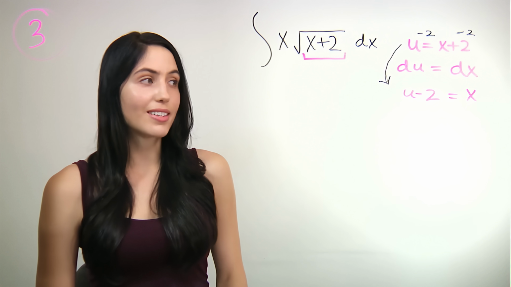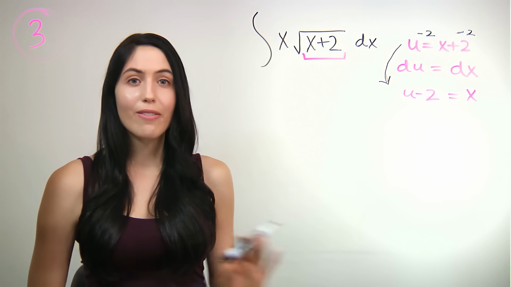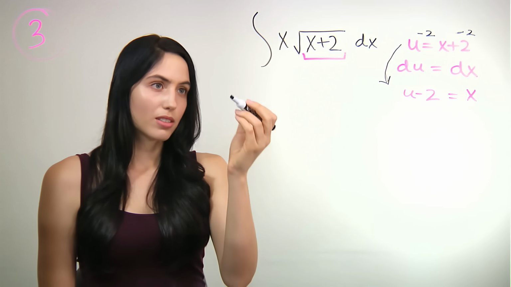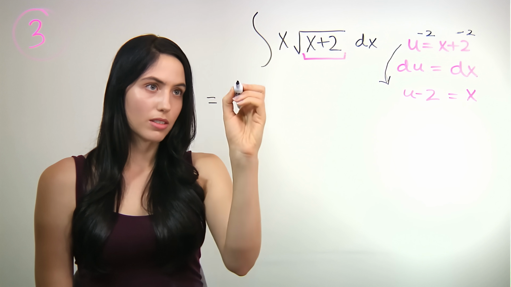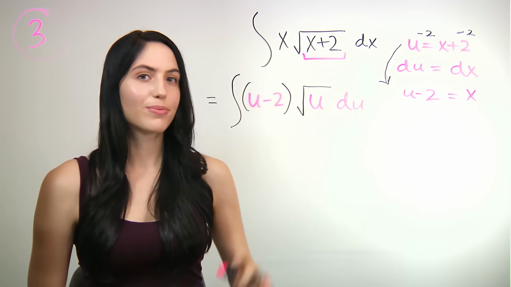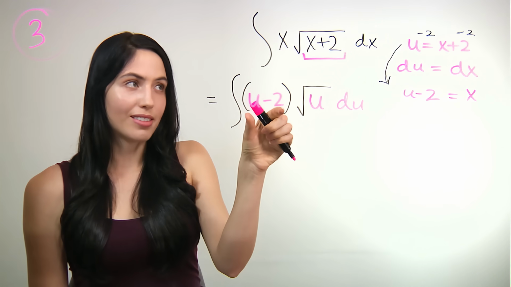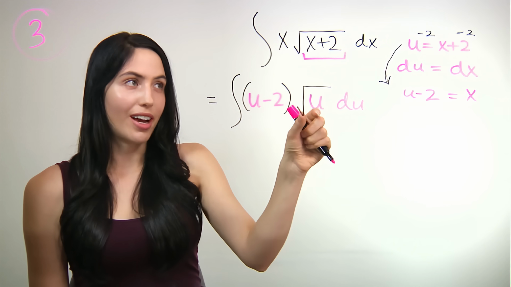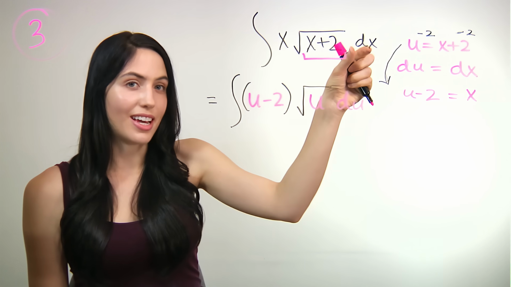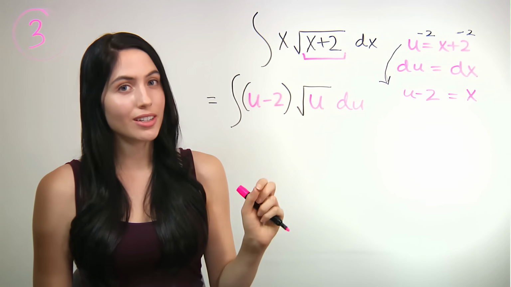So that gives you x equals u minus 2. Now you can substitute everything to be in terms of u and du. So now you've plugged in u minus 2 for x and u for x plus 2 and du in place of dx. So now everything is in terms of u and du, so you can integrate.